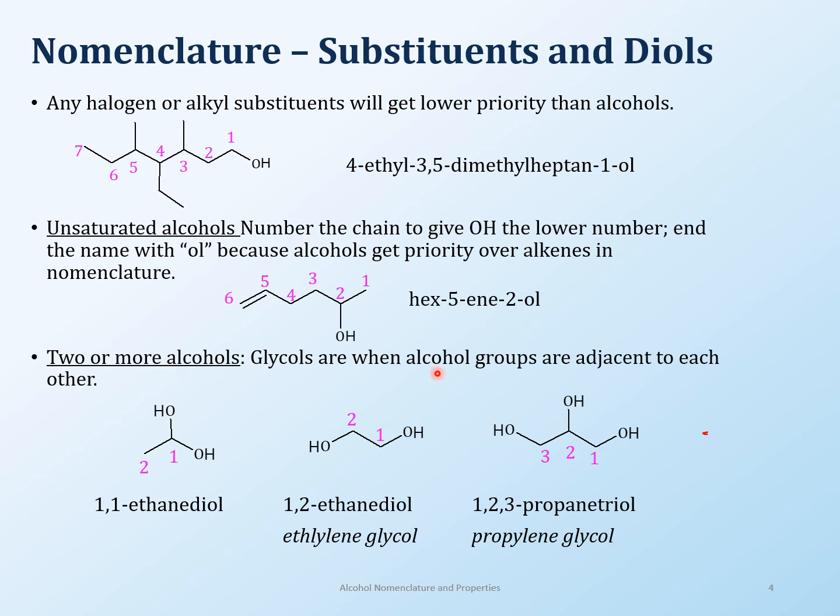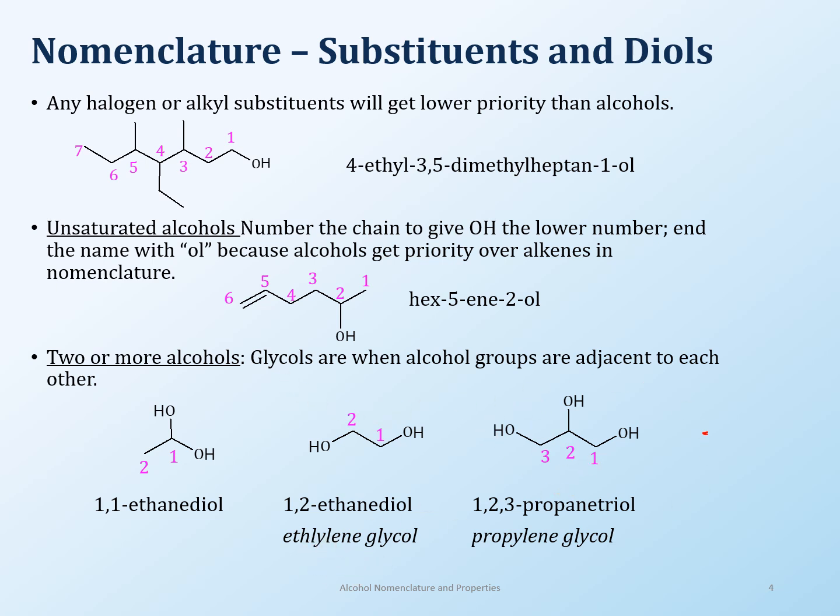Now, if you have two alcohols, these are called glycols, and glycols are very specific: the groups have to be adjacent to each other, not on the same carbon. So ethane-1,1-diol is not considered a glycol. However, ethane-1,2-diol is considered to be a glycol. And then here is propylene glycol.